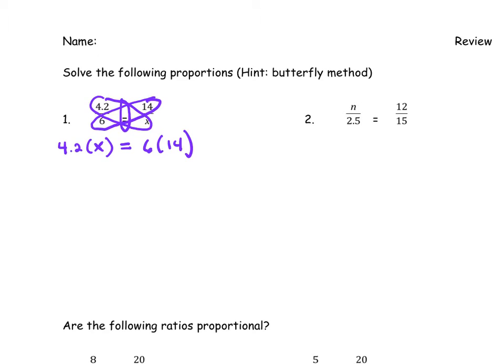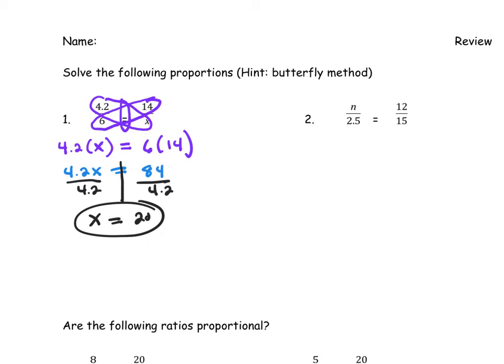Next, I'm going to multiply 4.2 times x. We prefer to write it as 4.2x without the parentheses. And 6 times 14 is 84. Now we're ready to solve this. So we're going to build our wall and divide by 4.2. And so what I'd like you to do is pause and use your calculator. And the answer is x equals 20.